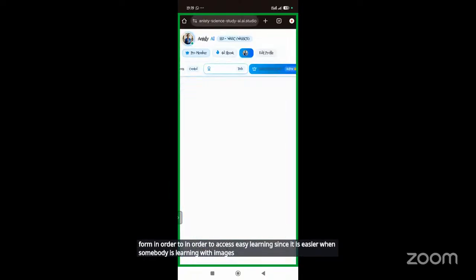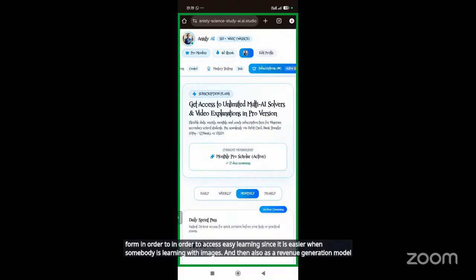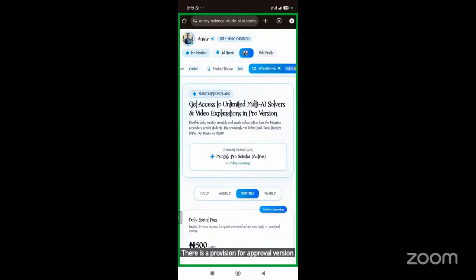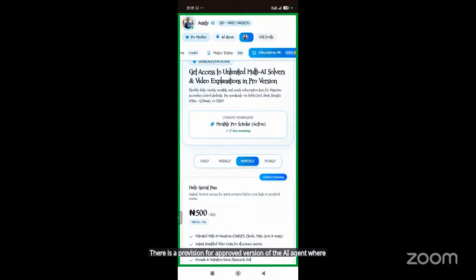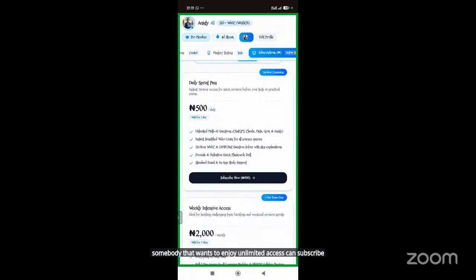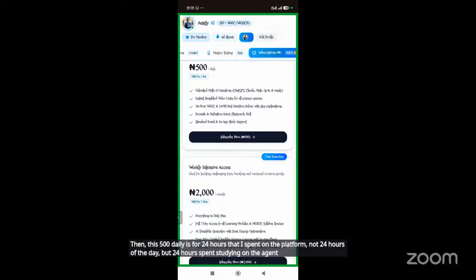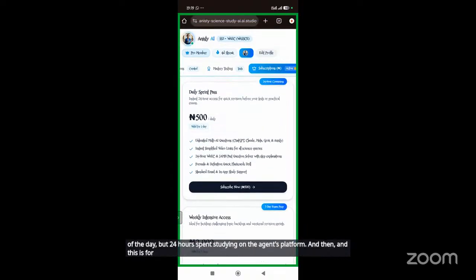And then also as a revenue generation model, there is a provision for a pro version of the AI agent where somebody that wants to enjoy unlimited access can subscribe. Then this 500 Naira daily is for 24 hours that is spent on the platform, not 24 hours of the day, but 24 hours spent studying on the agent's platform. And this is for people that like testing to see functionalities before they actually purchase.